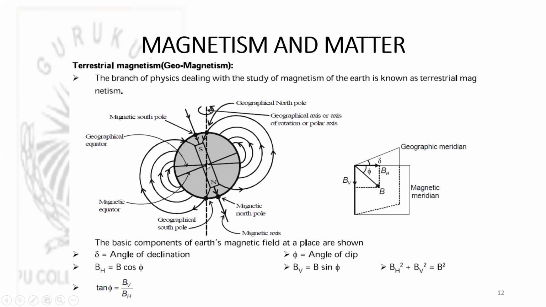And this is the magnetic equator, a great circle which is passing through the center of the earth, and this is the geographic equator. To be more exact, the geographic equator and magnetic equator are the planes perpendicular to the geographic axis and magnetic axis of the earth.